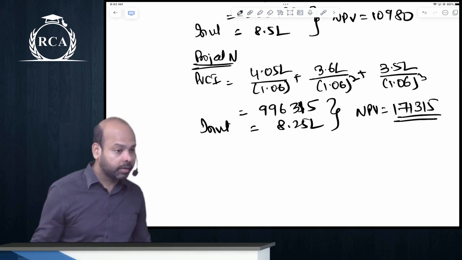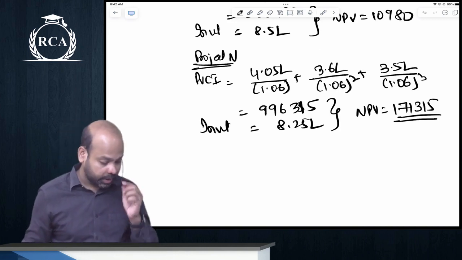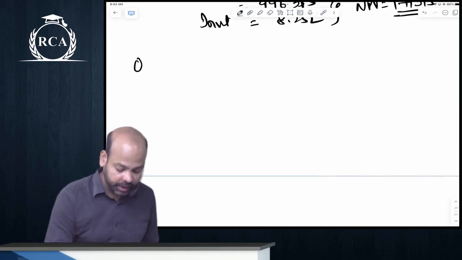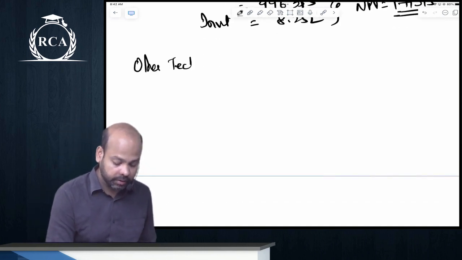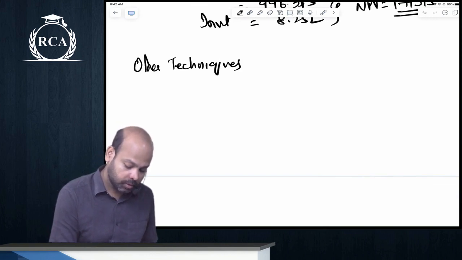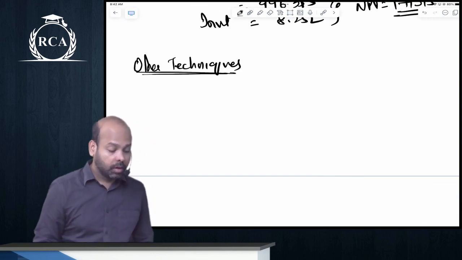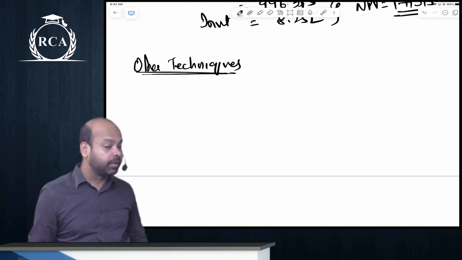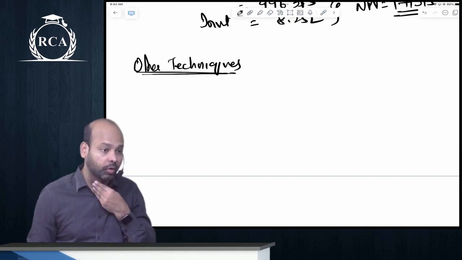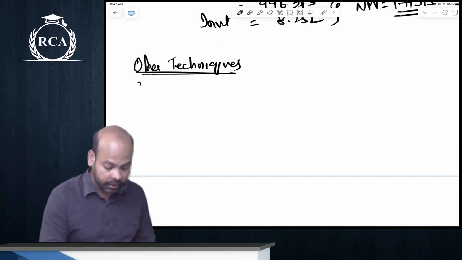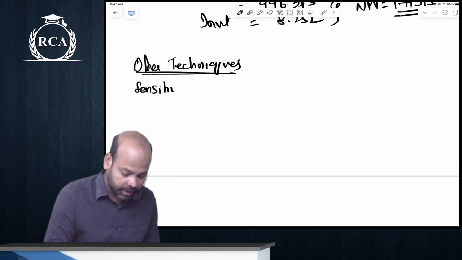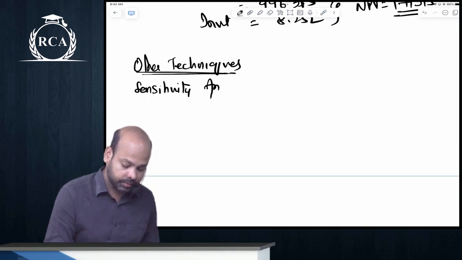Are we clear guys? Moving on to the next topic guys, other techniques. The very first thing that we have is sensitivity analysis. We are done with conventional techniques, we are done with statistical techniques guys. The next thing that we are doing is sensitivity analysis. What do you understand by sensitivity analysis?